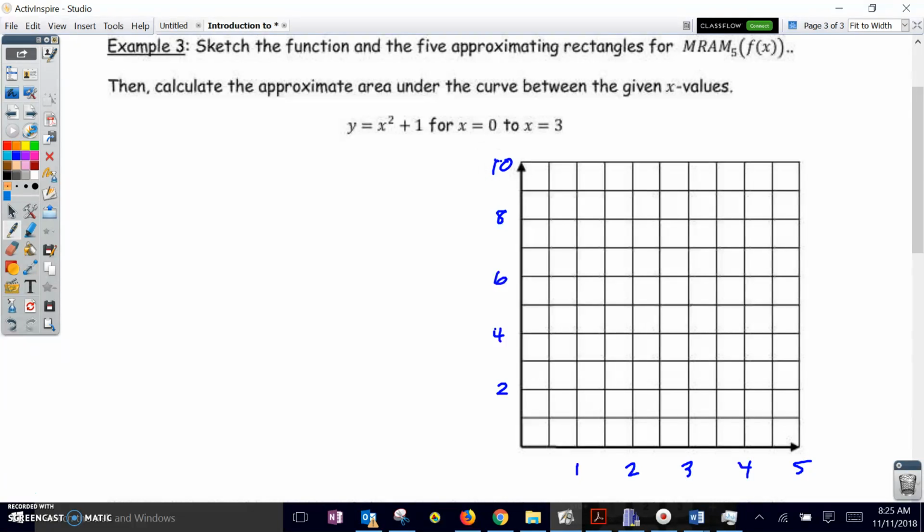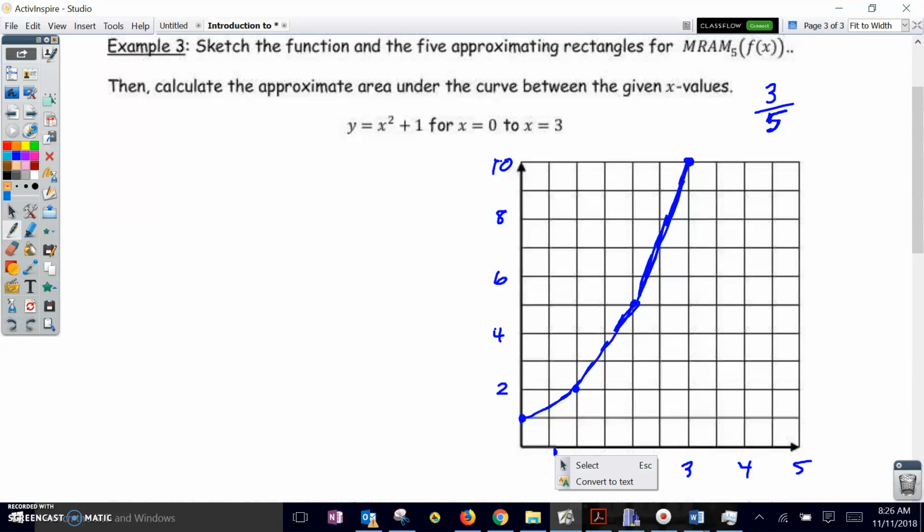So let's see, when x is 0, y is 1, when x is 1, y is 2, when x is 2, y is 5, and there's our sketch of our curve. And just like we did in the previous example when we were dividing this interval into 5 rectangles, we took the width of the interval, which is 3 units, divided into 5 rectangles, means that each rectangle is going to be 3/5 or 0.6 units wide.